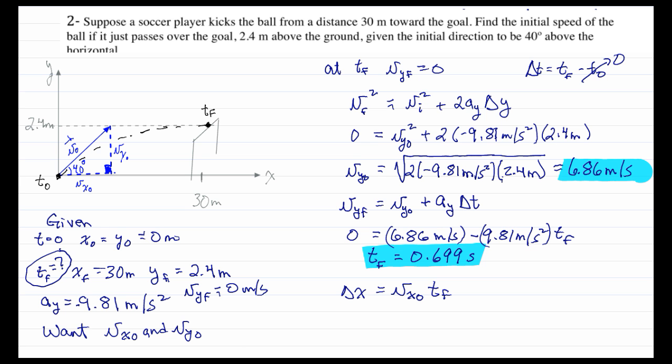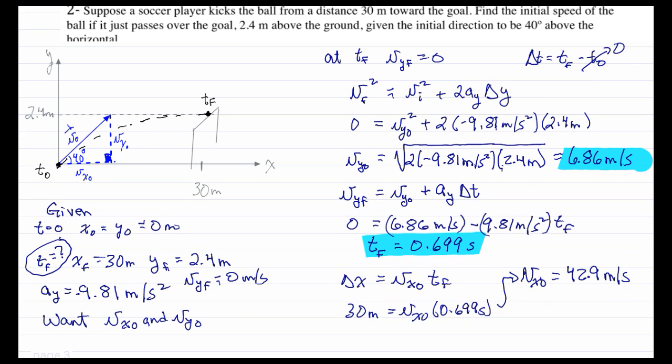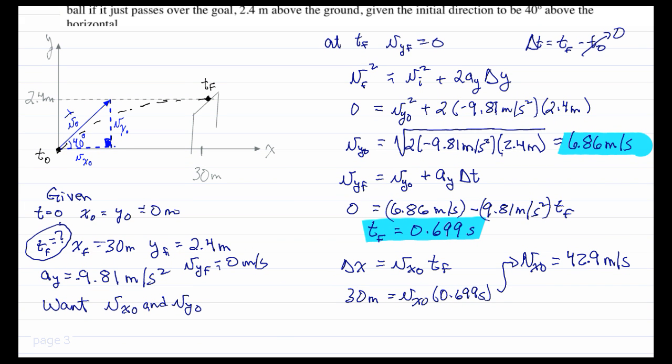So in the x direction we have delta x is equal to v x naught times our final time. Now, our x displacement is 30 meters, and our time we just calculated to be 0.699 seconds, and that gives us, if we solve for v x naught, a speed of 42.9 meters per second.